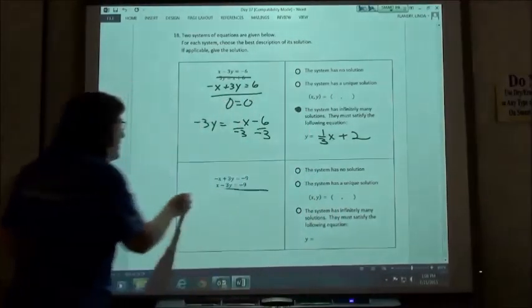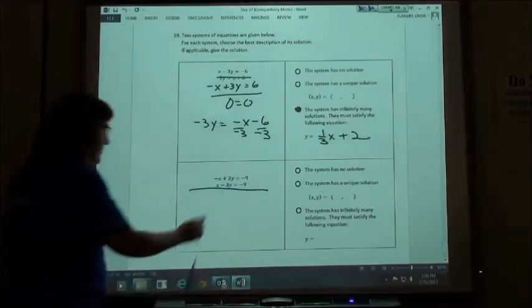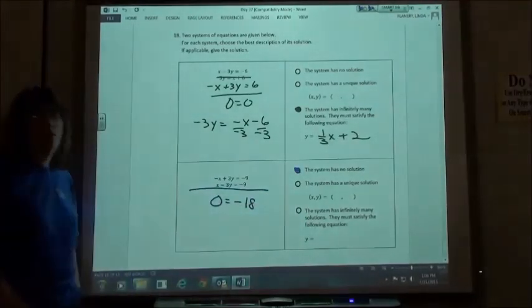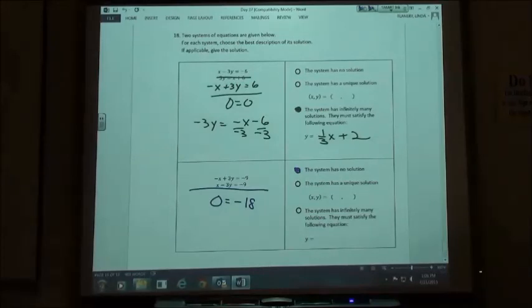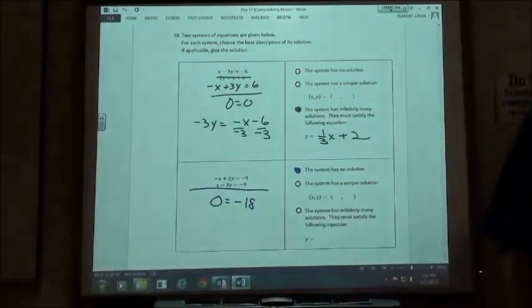And the last one on here, if I add those two together, I get 0 equals negative 18. So we know that the system has no solution. All right, so that should be the beginning of chapter 5 stuff.